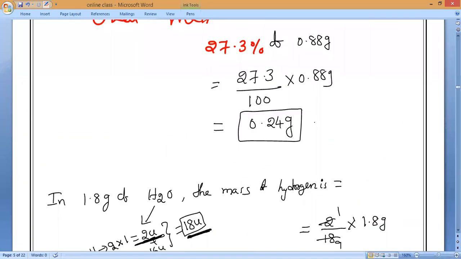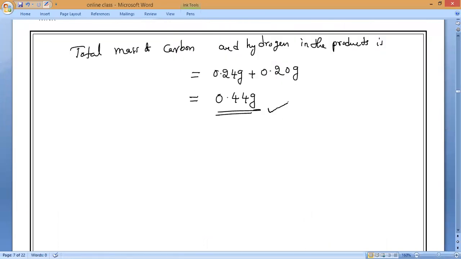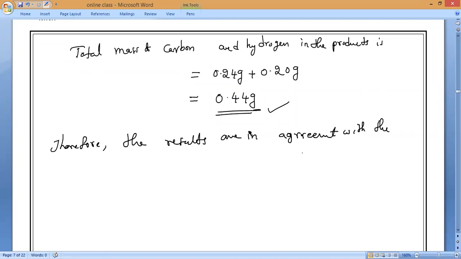That is what we are solving now. If you have done it, when we add both we again get 0.44 grams. Therefore, we will say it is following the law of conservation of mass. So the results are in agreement with the law of conservation of mass.